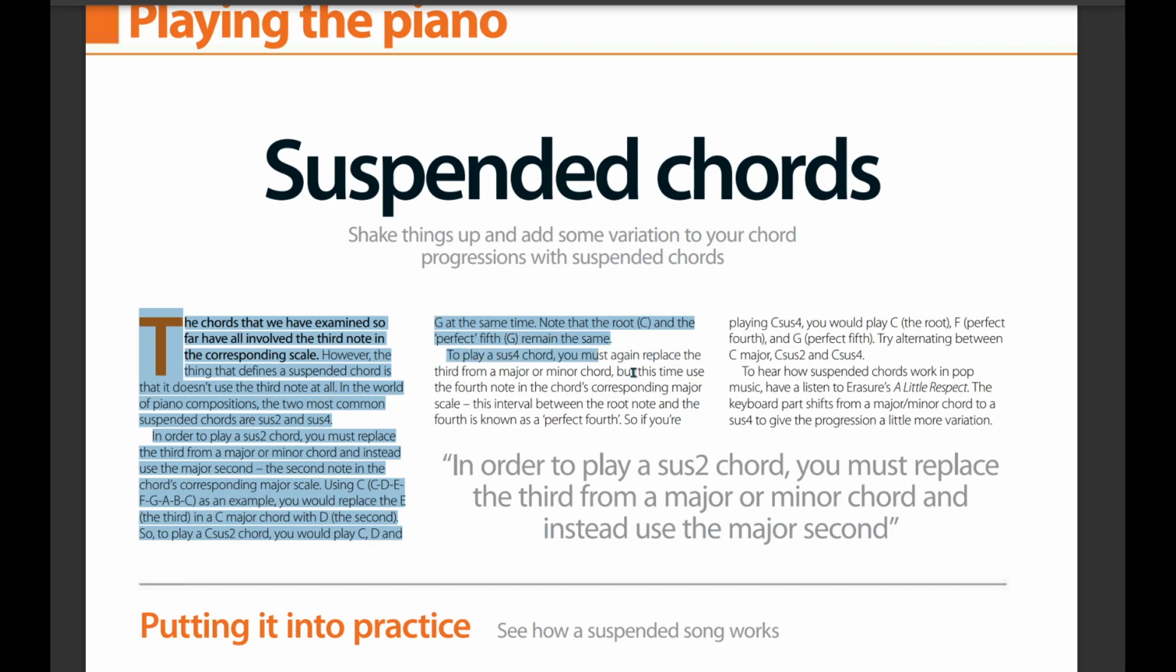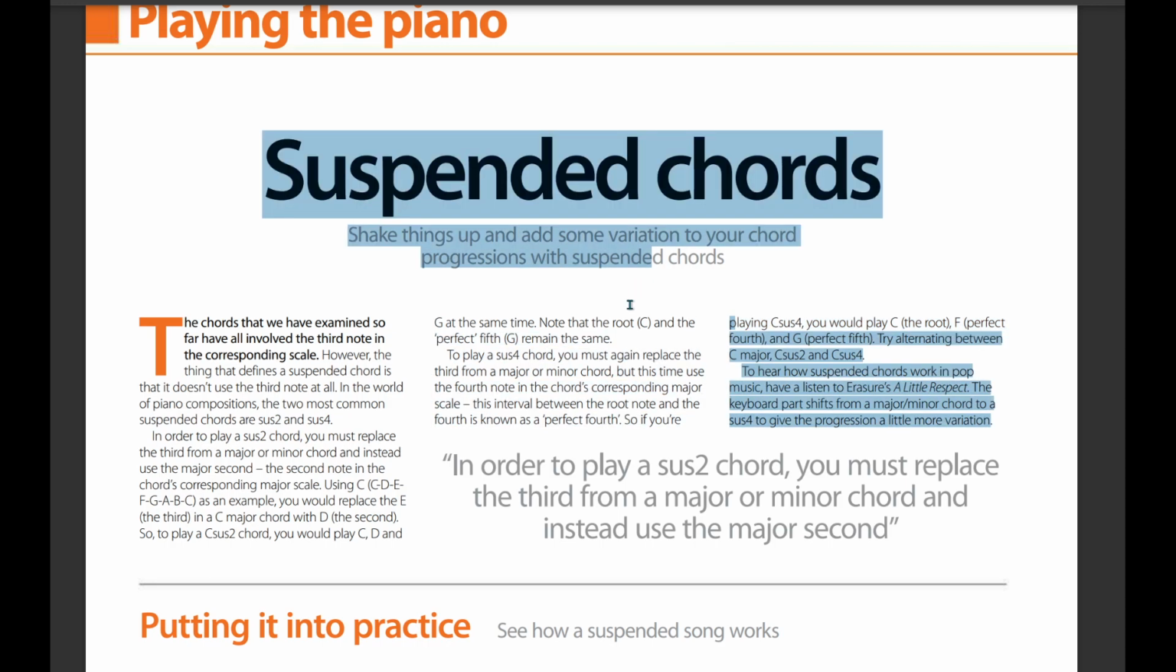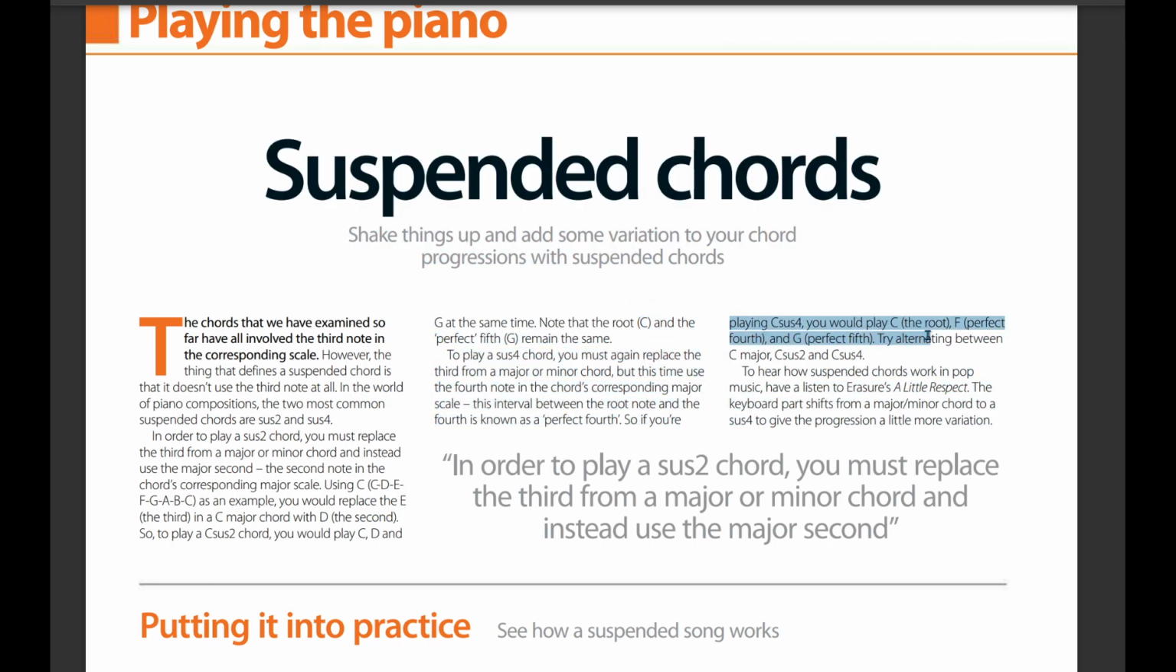To play a sus4 chord, you must replace the third from a major or minor chord, but this time use the fourth note in the chord's corresponding scale. The interval between the root note and the fourth is known as a perfect fourth. So to play a C sus4, you'll play a C, F, and G. Try alternating between C major, C sus2, and C sus4.